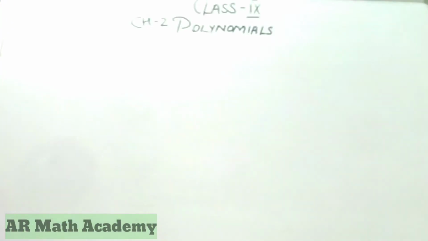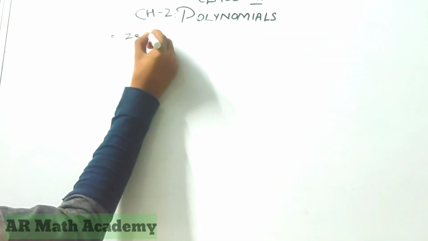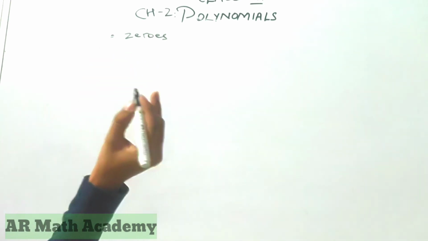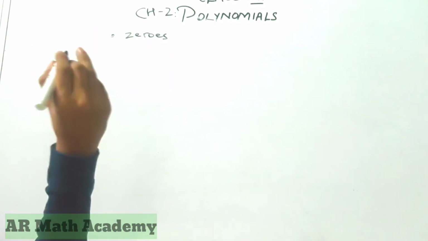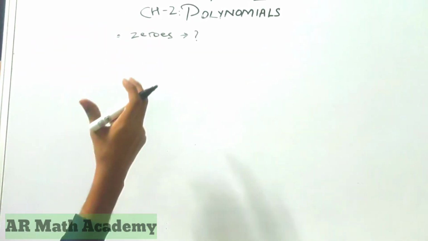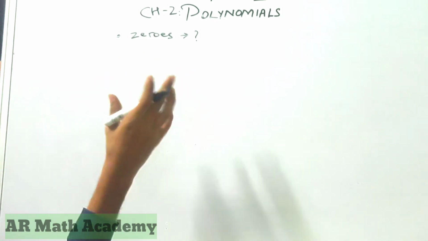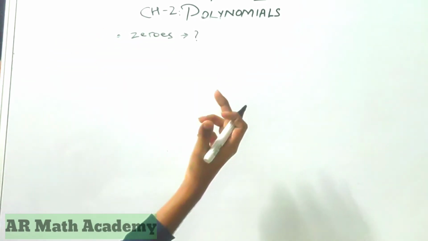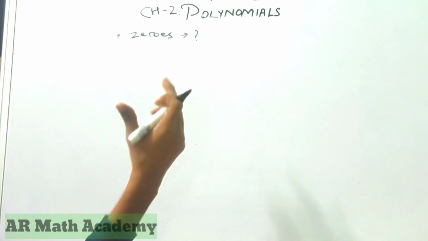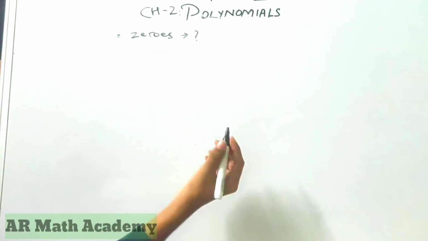As the next concept, we will be dealing with what zeros are and how to find if a number is a zero of a polynomial or not. What are zeros now? Zeros of a polynomial are the numbers which, when substituted in the polynomial, give us the result as 0. Well, it seems simple, right? The concept is also very simple.